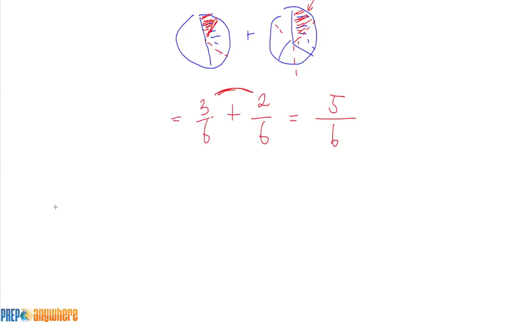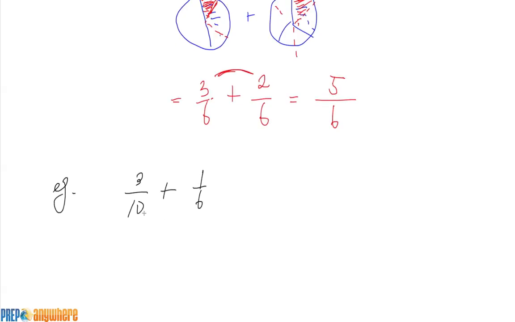So let's do a slightly harder problem. Let's say we have 3 over 10 plus 1 over 6. The key here is to figure out, this is 3 out of 10 even pieces, and it's 1 out of 6 pieces. So how can we cut up the 10 and 6 so they end up being the same size? The key is the lowest common multiple between 10 and 6.